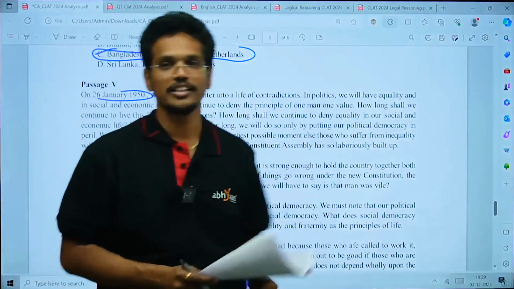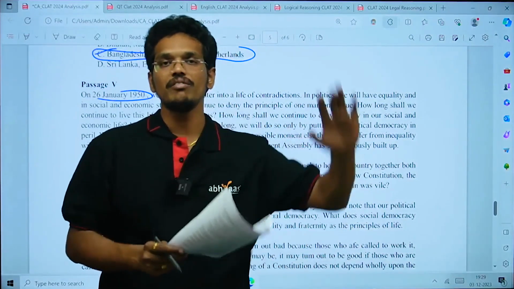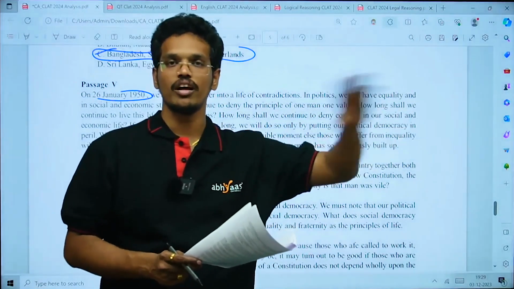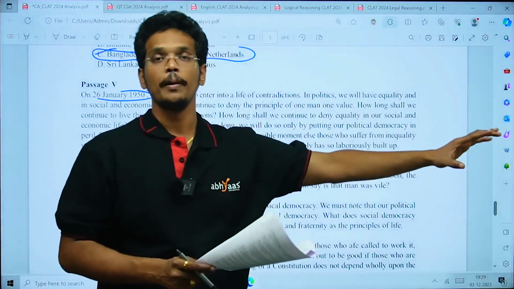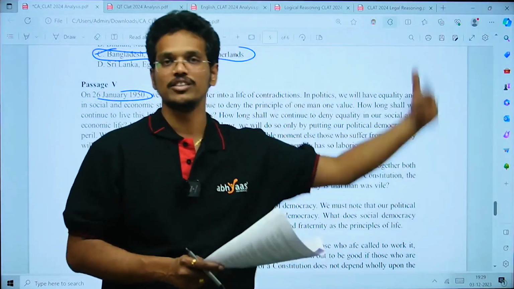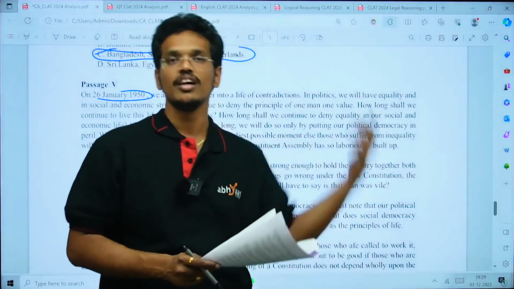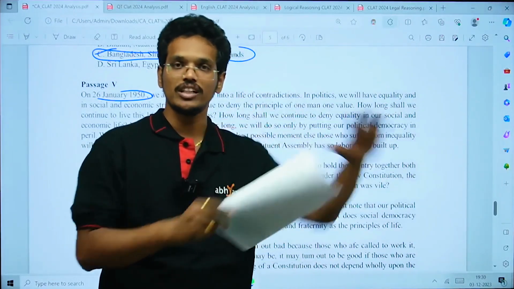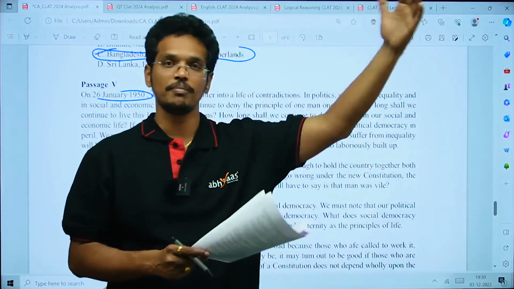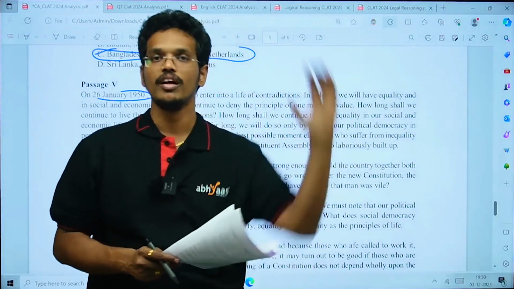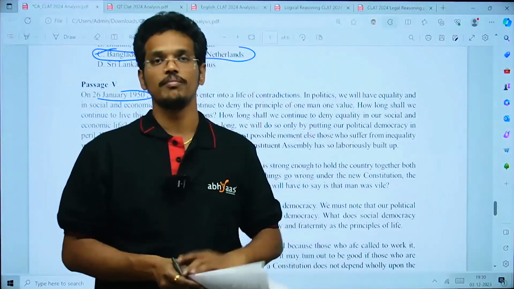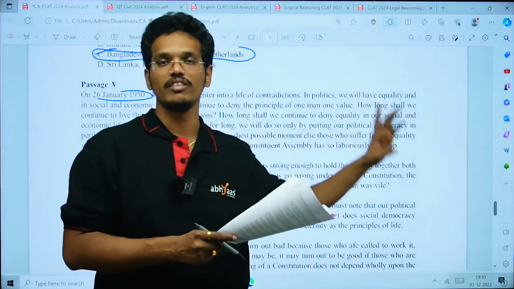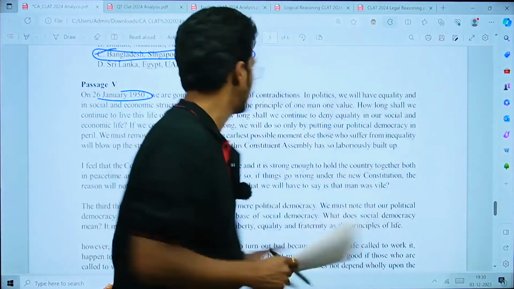The life of contradictions means everyone has equal political power. Anyone can contest, anyone can vote, everyone is equal. But what is not equal? Our social structure. We have different religions, different castes, so our social structure is not the same. Our economic life, we have rich people, middle class people, poor people, so economic life is not the same. So the only thing which is the same is political life, and what is not equal is social and economic life.